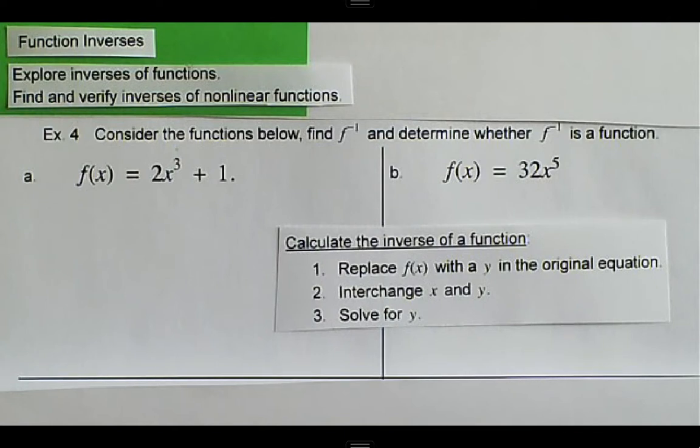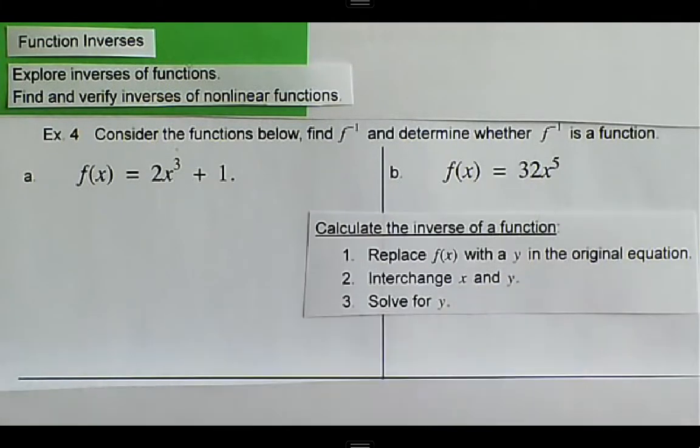We're talking about function inverses, and we want to find and verify inverses of nonlinear functions. So, example 4: consider the functions below, find the inverse, and determine whether the inverse is a function. We're going to continue to use our same steps here.